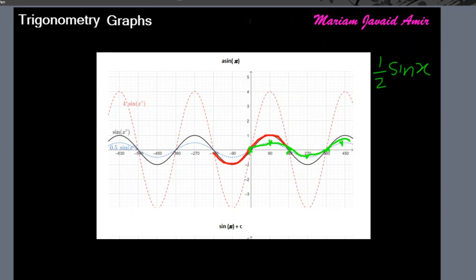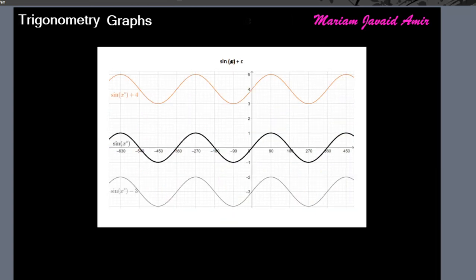Similarly, if the question is to sketch the graph of 4 sine x, then you'll multiply the magnitude with 4. So 0 stays 0, 1 becomes 4, 0 stays 0, minus 1 becomes minus 4, and so on. So we'll get a graph like this, and so on. Okay. Next, we're discussing cases like graph of sine x plus 4.